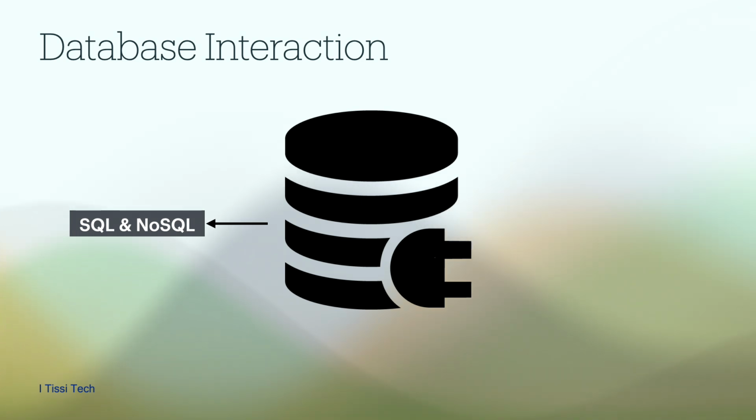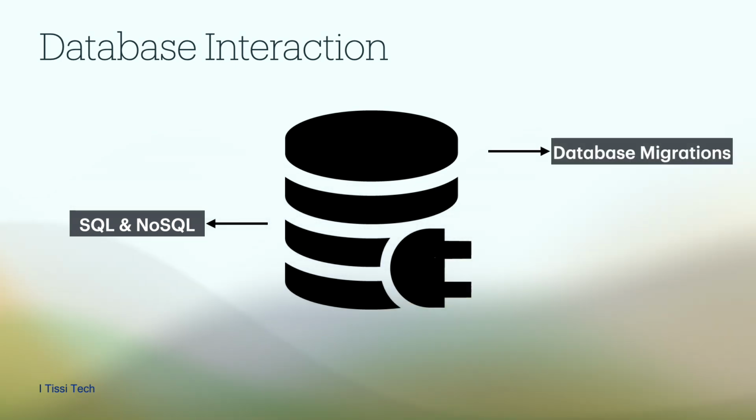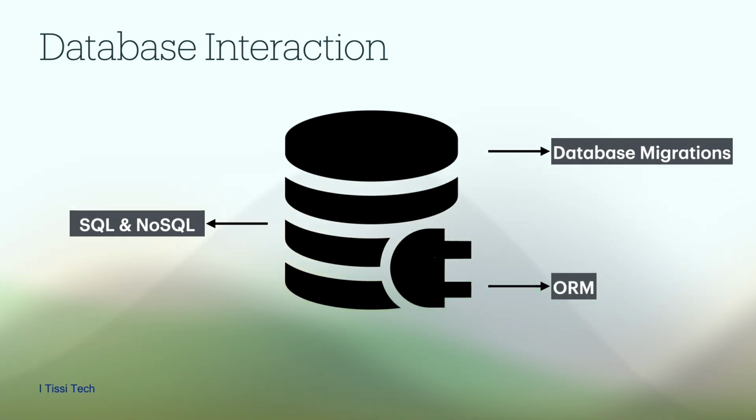To manage database versioning and changes efficiently, database migration tools like Flyway and Liquibase help automate schema updates, ensuring consistency across different environments. Finally, object relational mapping, or ORM, frameworks like Hibernate and JPA simplify database interactions by allowing developers to work with Java objects instead of writing raw SQL queries, improving maintainability and reducing boilerplate code. Together, these components form the foundation of effective database management in modern Java applications.